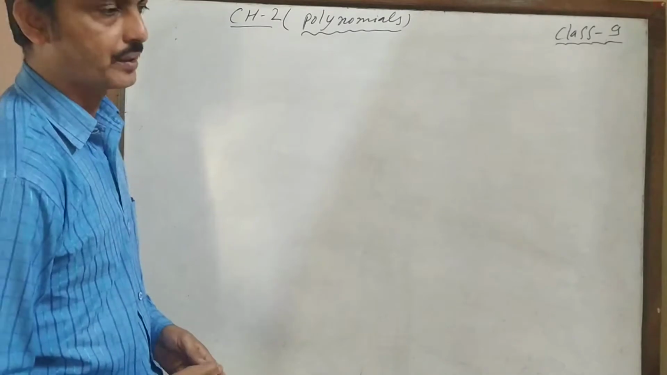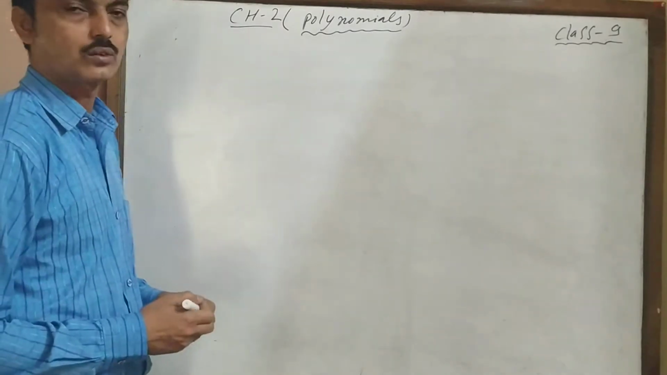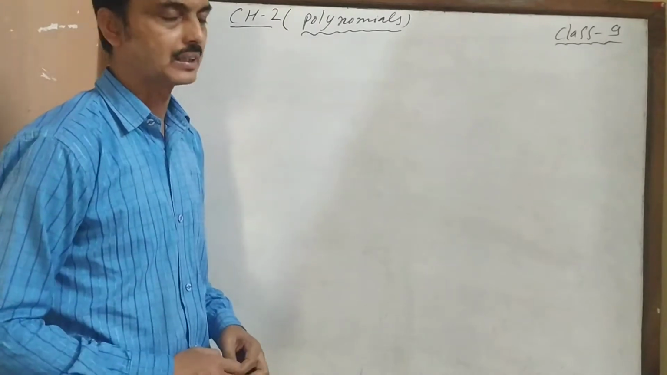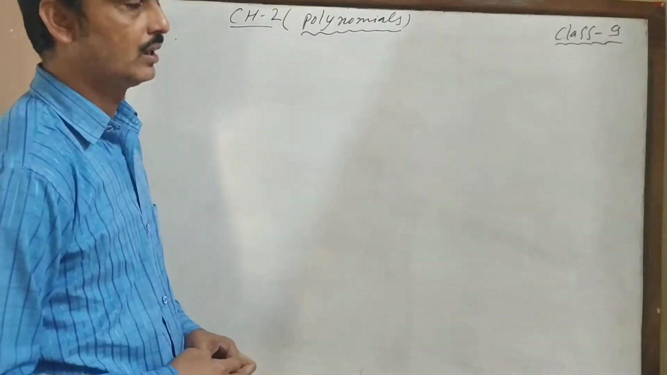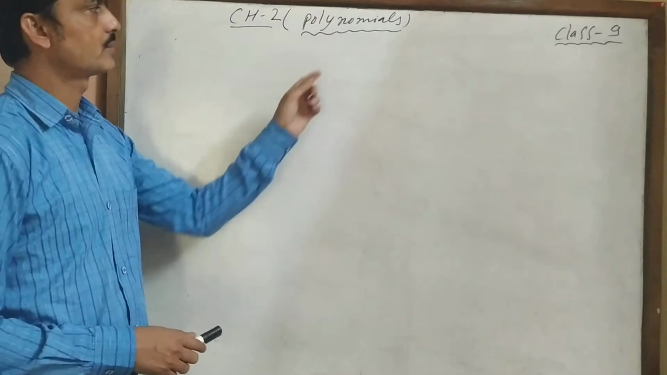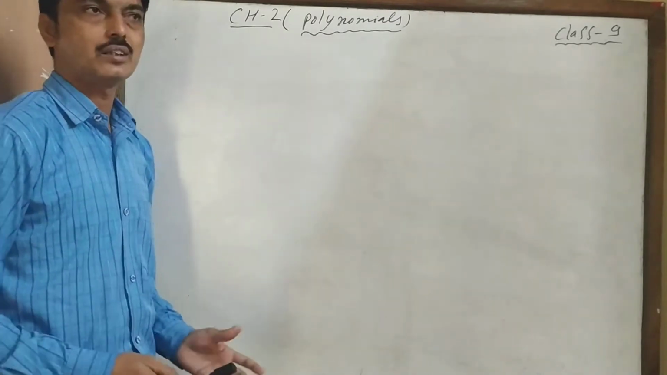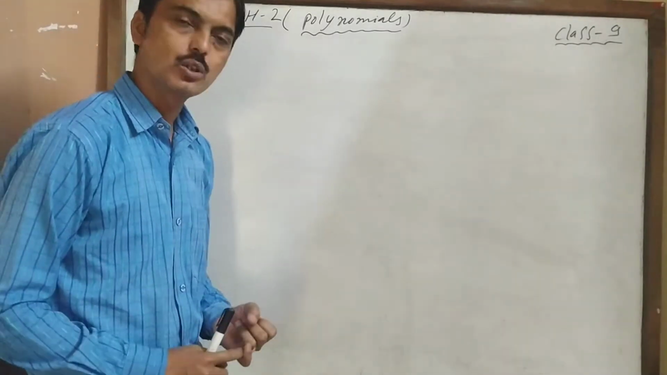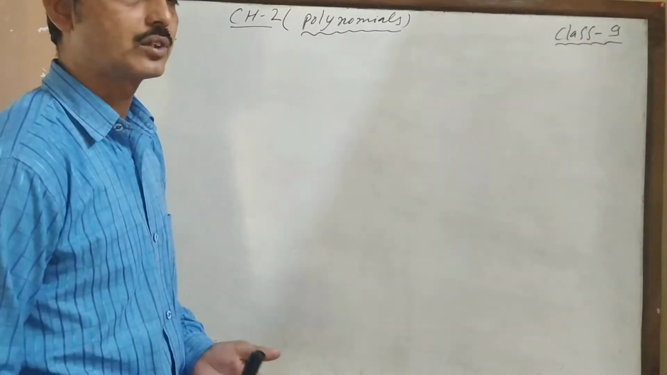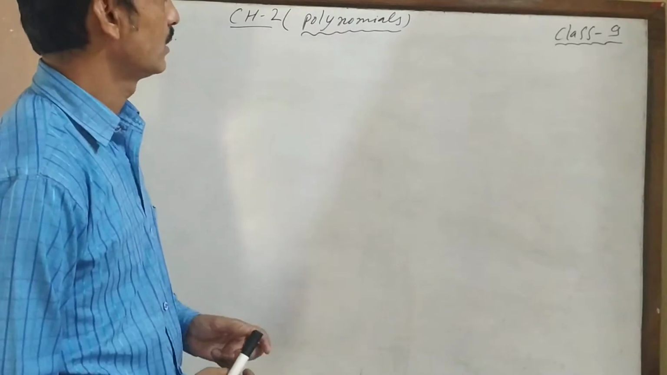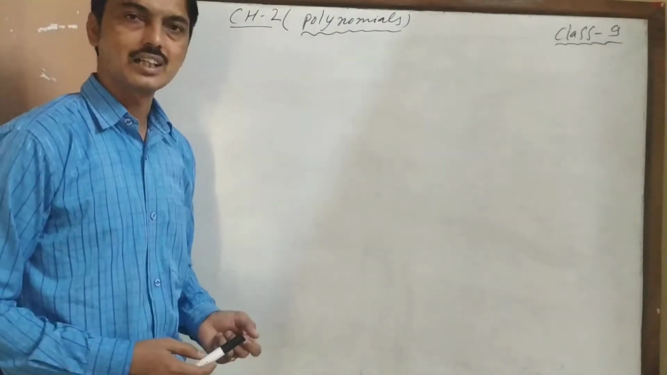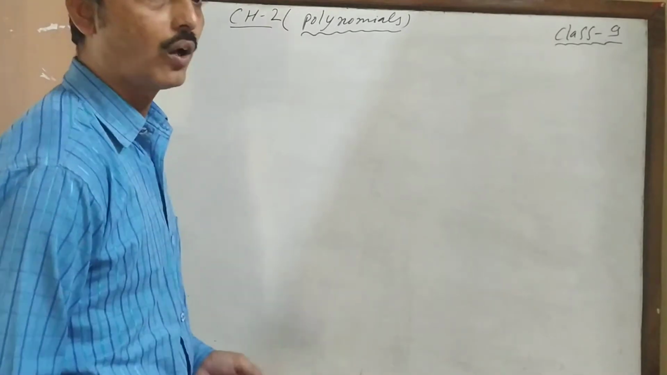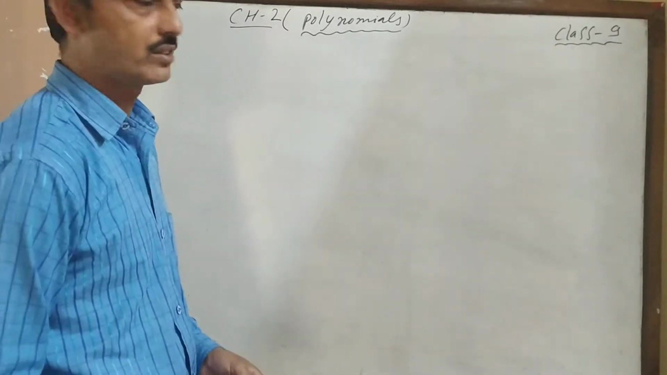An algebraic expression is a collection of constants, coefficients, and variables along with mathematical operations. In this chapter, polynomials, we will discuss the factor theorem, the remainder theorem, and some properties of polynomials like the division algorithm. Now, first we recall our previous knowledge.